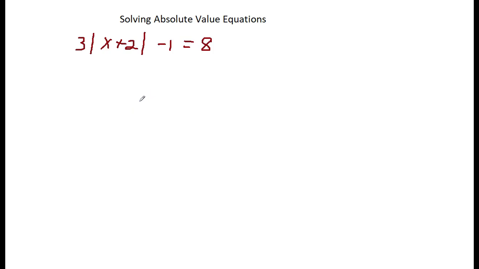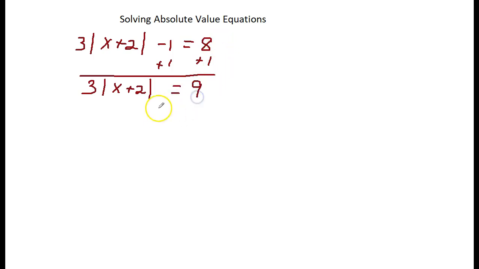First step is we have to isolate the absolute value. So that means we got to get rid of all the numbers that are outside of the absolute value symbols. Alright, so I'm going to first add 1 to each side. Bring everything else down. So 3 absolute value x plus 2. And then bring down equals 8 plus 1 makes 9.